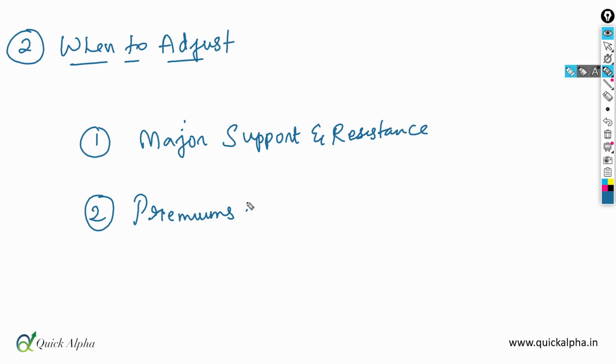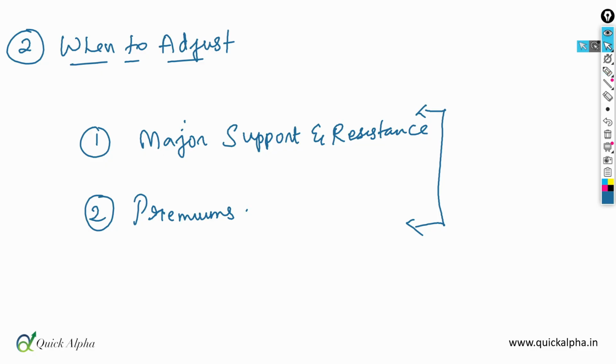Now we come to the second important aspect, that is when we should adjust the trade. I would like to put this entire thing into two main points. One, you can adjust the trade when a major support or resistance is broken, or when there is imbalance in premium. I particularly end up adjusting the trade only because of these two reasons. There might be n number of reasons why you can adjust a trade, but for me these two are the main reasons when I end up adjusting the trade.